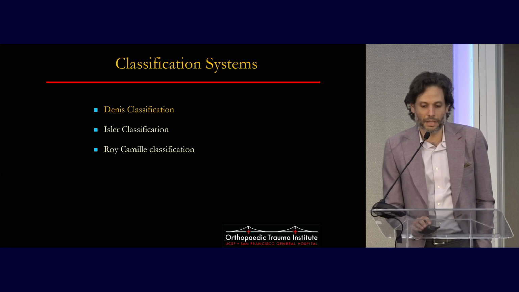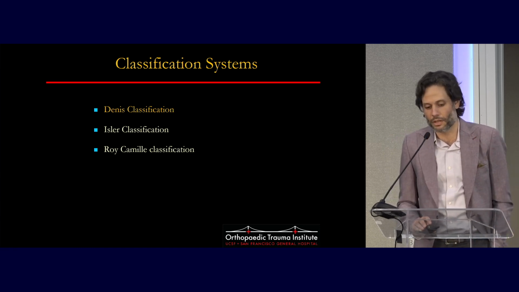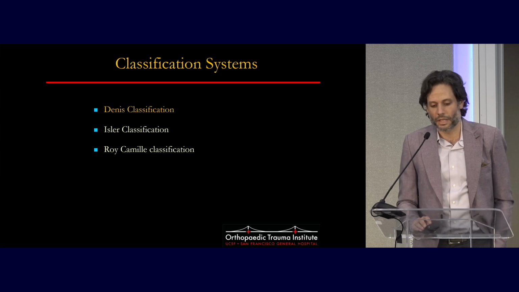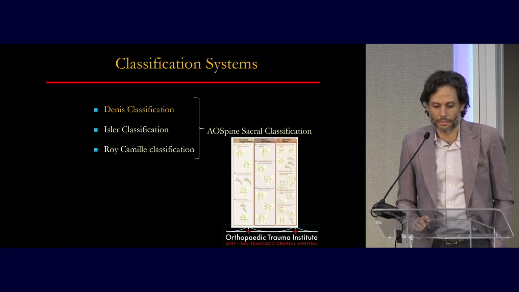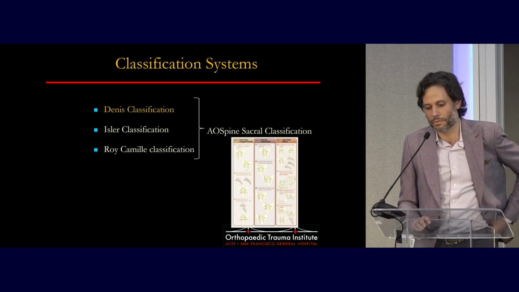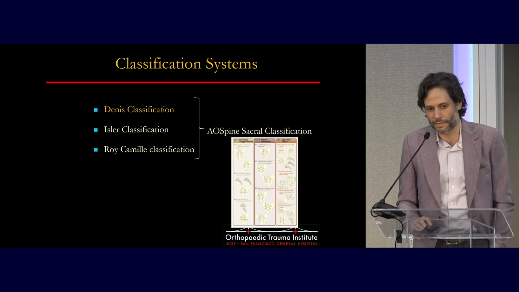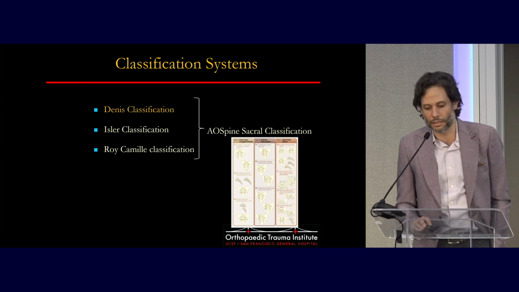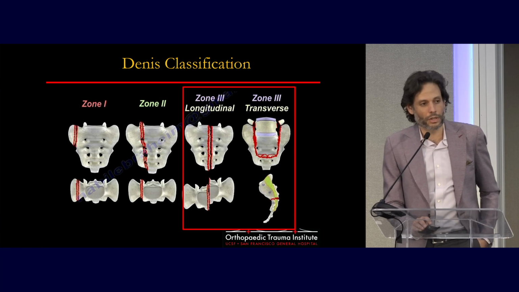Because these injuries are so varied, there have been a number of different classifications over time: the Dennis classification, the Isler, Roy Camille. Fortunately, all of these have been combined together in a joint effort between AO Trauma and AO Spine to create the AO Spine sacral classification, which is a pretty unifying classification system that I think will make our future research studies and outcome-based studies a little bit more uniform. But they're worth going over and talking about.